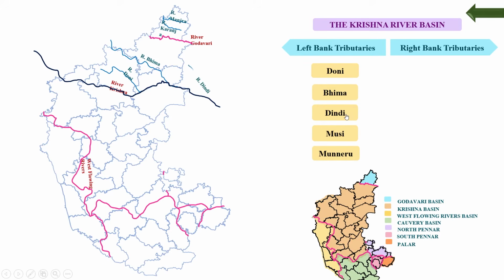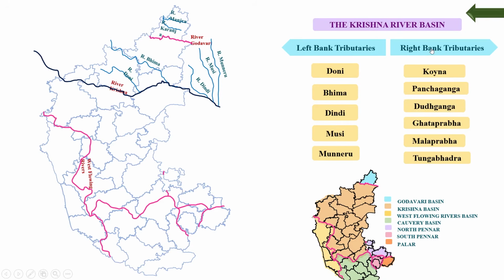Next, we have 3 important rivers in the state of Telangana. They are Dindi, Musi and Munneru. It is on the Musi river that the city of Hyderabad resides. The Hyderabad city is along the river Musi, and river Musi plays a very important role in the water supply, that is supplying the water needs of the city of Hyderabad. These are the 5 left bank tributaries.